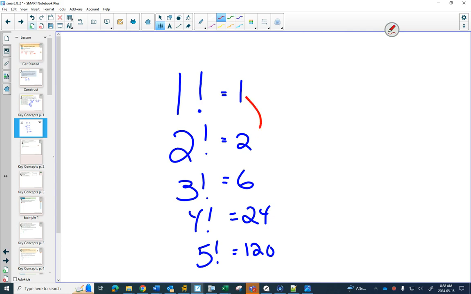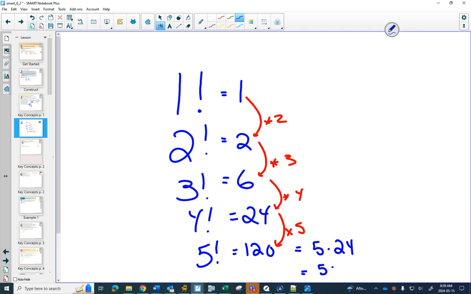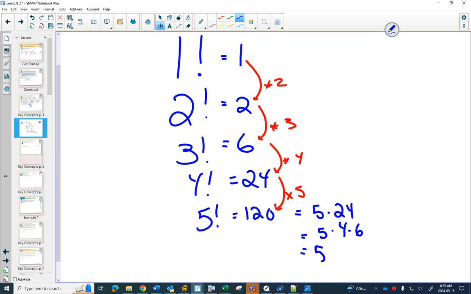So you took this one you multiplied by 2, then this one you multiplied by 3, then this one you multiplied by 4, and this one you multiplied by 5. Which means that the 120 was really the 5 times the 24. And the 24 was really the 4 times the 6. And the 6 was really the 3 times the 2. And the 2 was really the 2 times the 1.